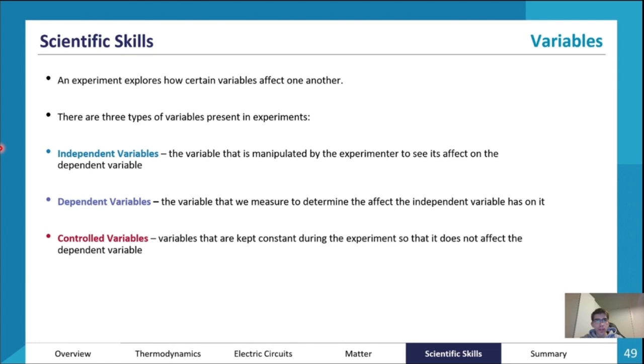Now let's talk about scientific skills for a bit. You'll be required to make a poster, and the poster is basically you explaining an experiment. You have to state the independent, dependent, and controlled variables in your experiment.